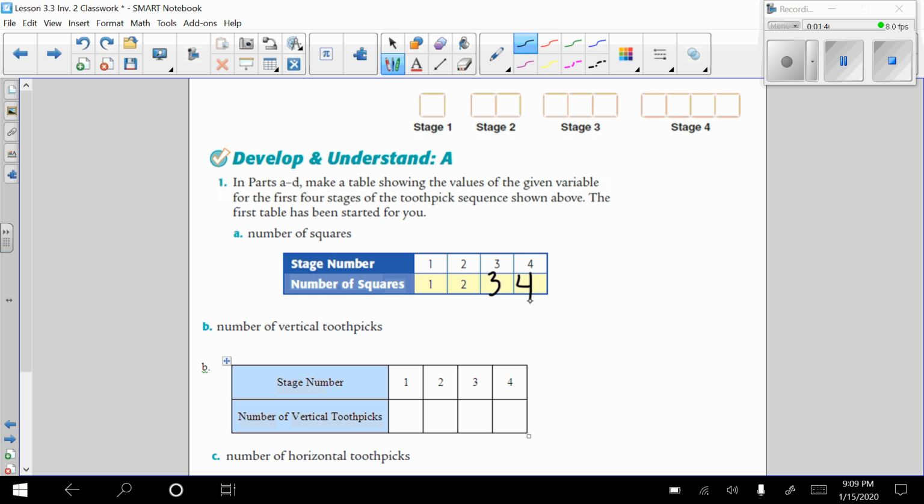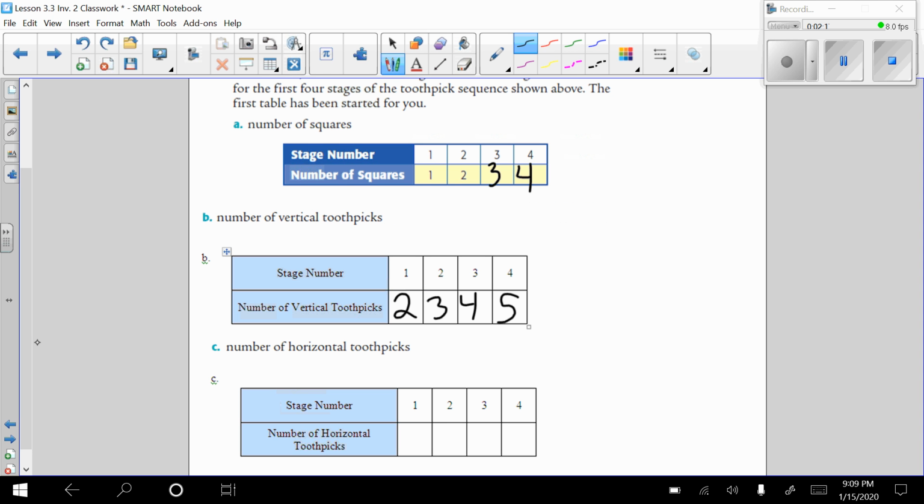So in stage 1, you have 1, 2. You can count them. So I have 2. In stage 2, I have 1, 2, 3. In stage 3, I have 1, 2, 3, 4. And in stage 4, I have 1, 2, 3, 4, 5. What about horizontal toothpicks? Well, let's go ahead and look at that.